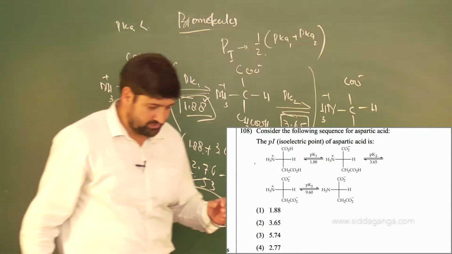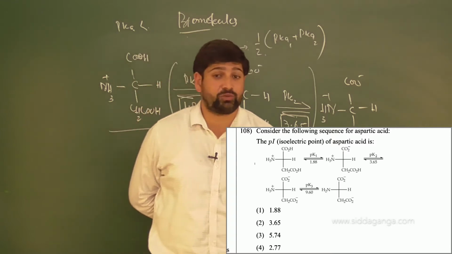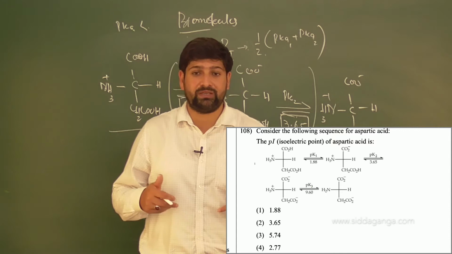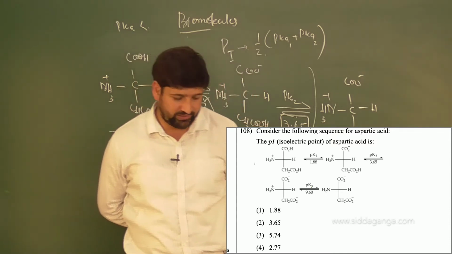So have a look at the options. Option 4 is the correct option, that is 2.77. So what I did in this question, children, I picked up the lowest pK values, right? Lowest pK value means highest acidic strength of that particular substance. Clear? Good. Next question.